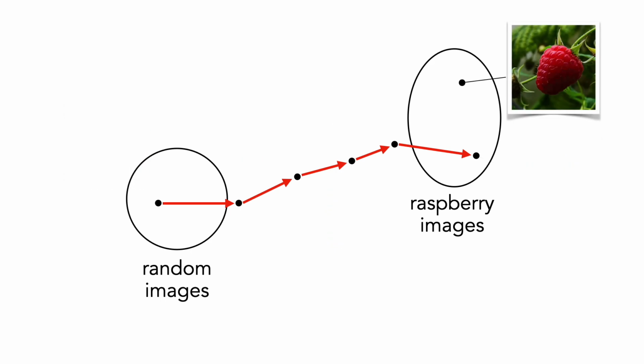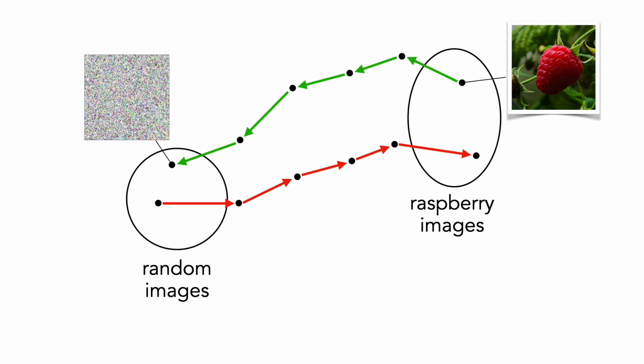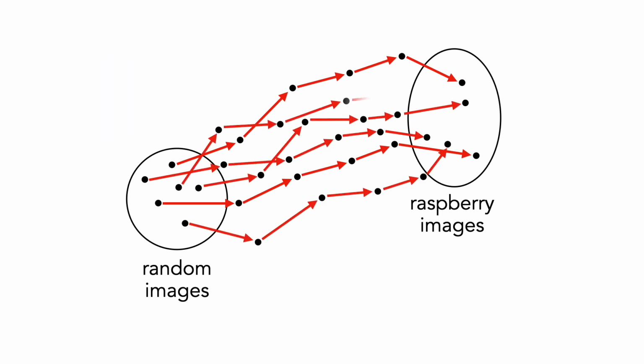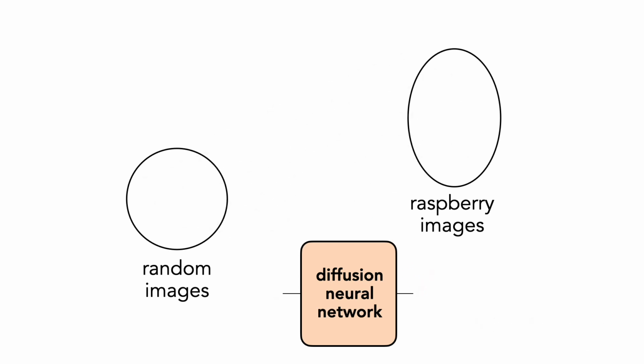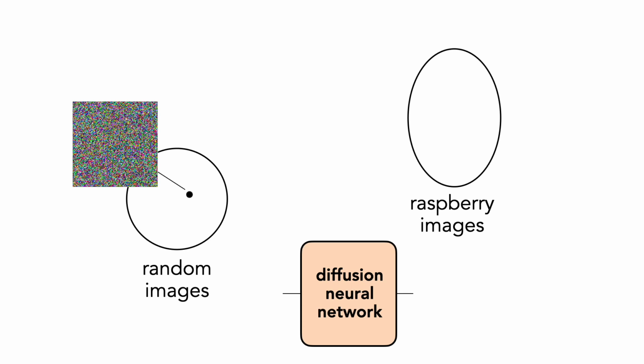And if we repeat this with another raspberry image, we get another path, which we can reverse in the same way. So with lots of raspberry images, we get many of these paths. And we can use them to train a neural network to predict all of these arrows. Now we can use this trained network to generate new raspberry images. Here's how. Let's start with the random image, represented by this point. If we feed it into the diffusion neural network, it outputs an arrow. If we now step along this arrow and feed the new point back into the network, we get a second step, and so on.